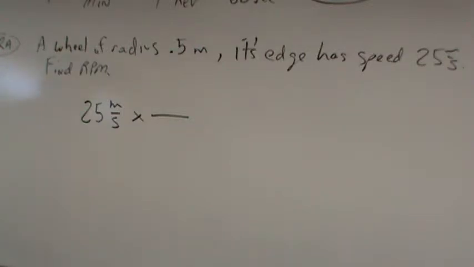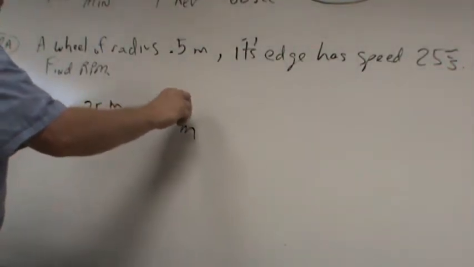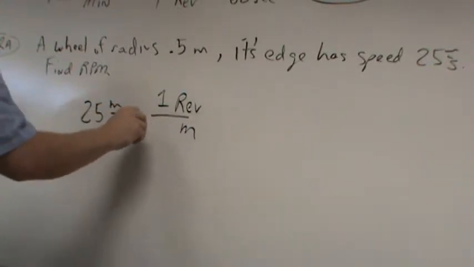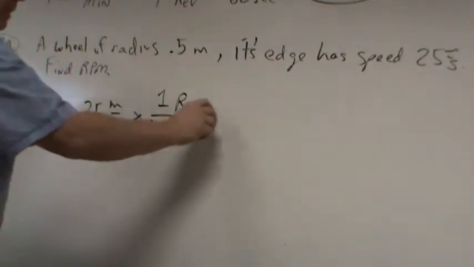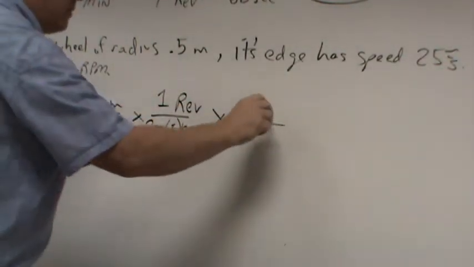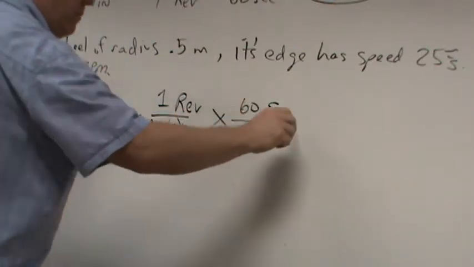Done, Nicole? Then I'm going to take you as the bellwether. I need to get rid of meters, so I need meters down here, which means I'm going to have revs up here. I got 1 rev in 2 times pi times 0.5 meters. And then I got to get rid of those seconds, so I'm going to have seconds up here and minutes here. I got 60 seconds in 1 minute.